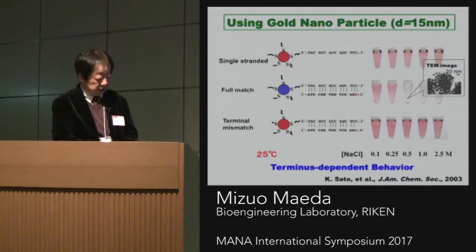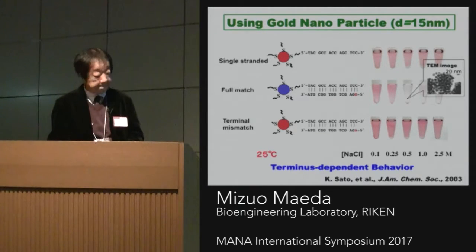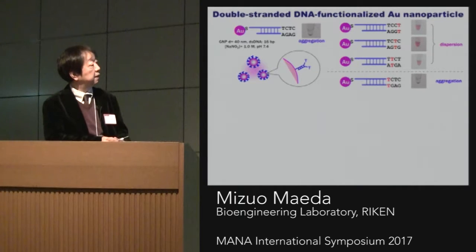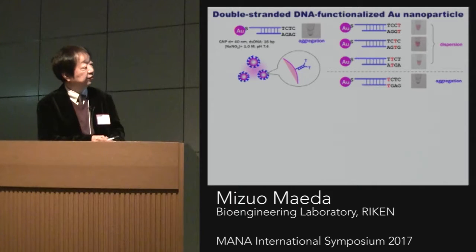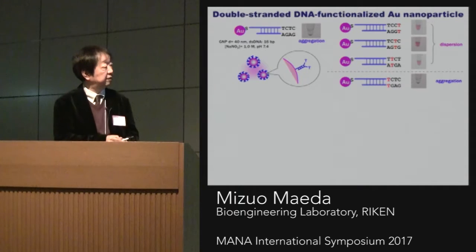If you take a TEM, transmission electron microscopic view of this colloidal system, you can see the aggregated nanoparticles over 0.5 molar sodium chloride. I said that the gold nanoparticle, in this case, has a diameter of 40 nanometers, but anyway, the fully matched double helical structure made the nanoparticle system unstable. But if the terminus is mismatched, like T and T, then the colloidal system is very stable and monodispersed, and you can observe the reddish color like this.